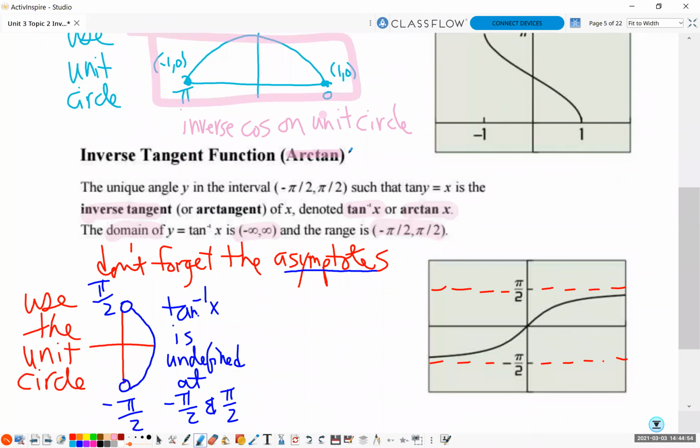Arctan, also known as inverse tan. Do not forget the asymptotes. Look at this part of the unit circle. It's the same part as sine. But notice, I have open circles here and here because inverse tan is undefined at negative pi over 2 and pi over 2. So same part of the unit circle, exclude the ends. Arctan is the same as inverse tan.